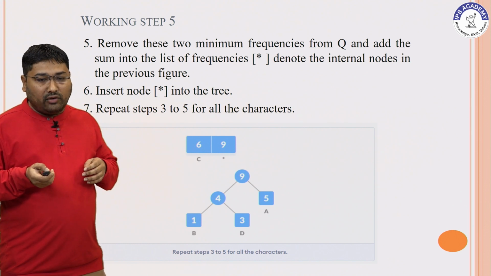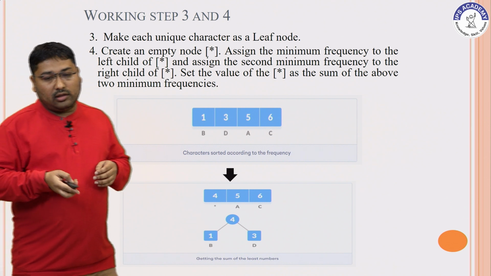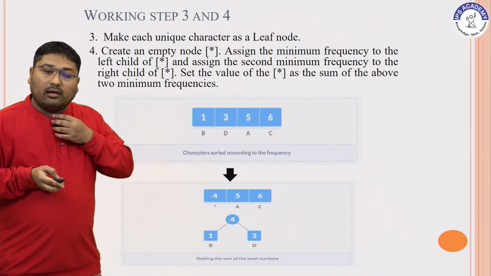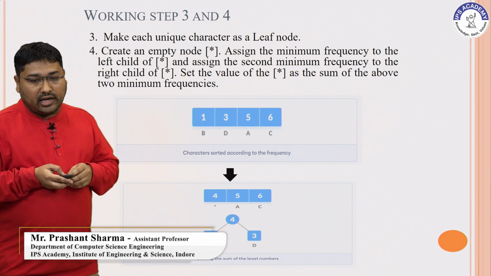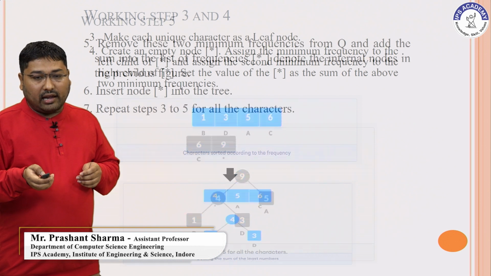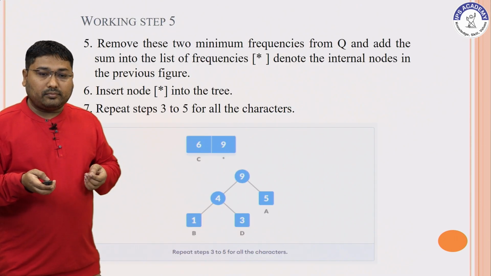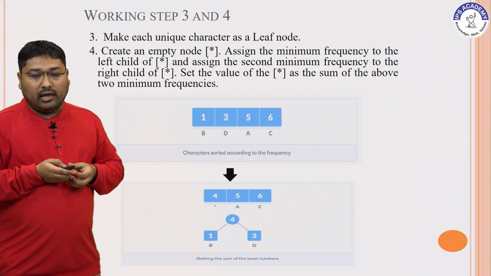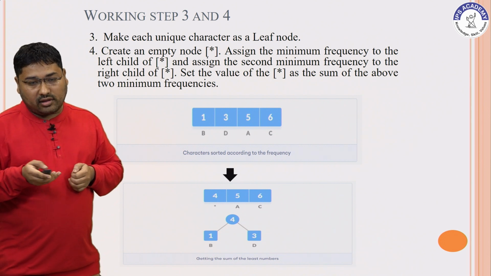After inserting this new frequency, which is 4, in the previous slide you can see that after the B and D frequencies are added, the new frequency 4 is created, which is called an asterisk node. Now in the second step, we are rearranging these frequencies in order. The internal node is 4, A occurs 5 times, and C occurs 6 times.